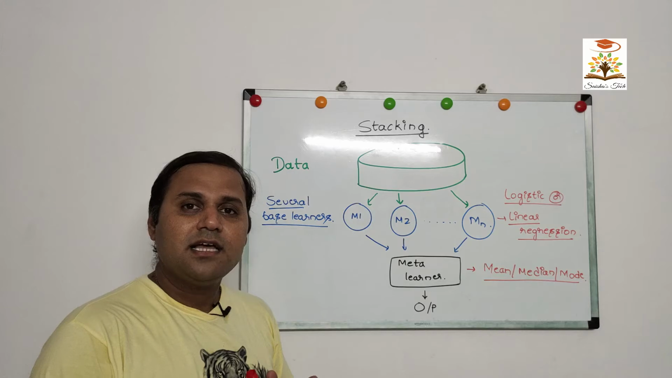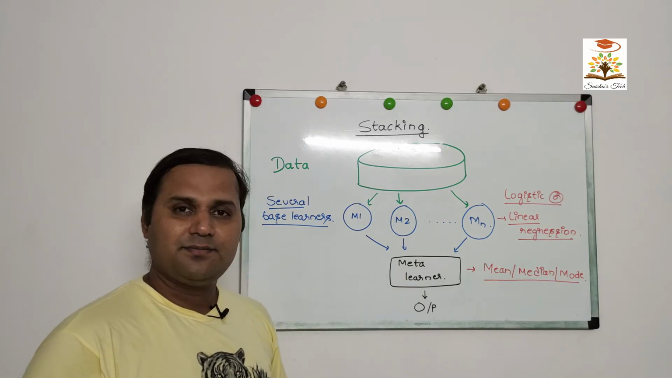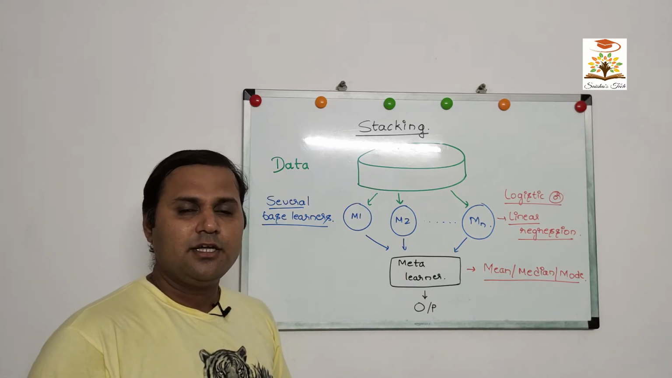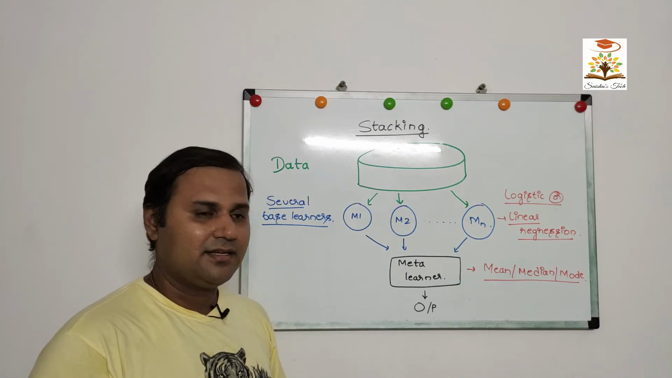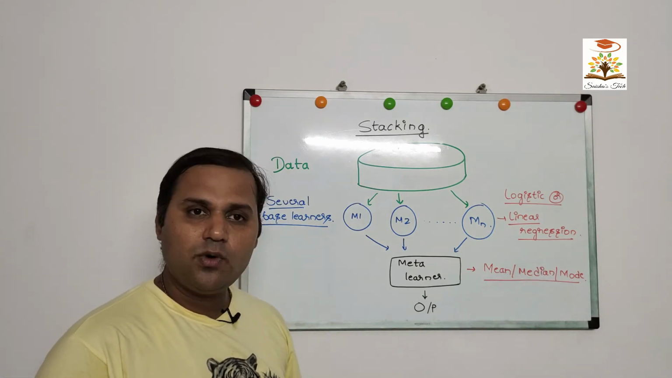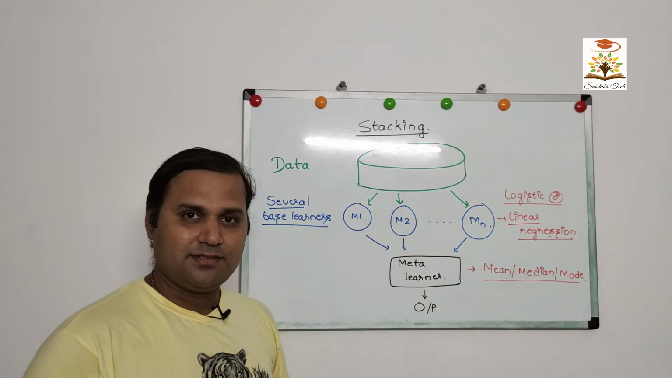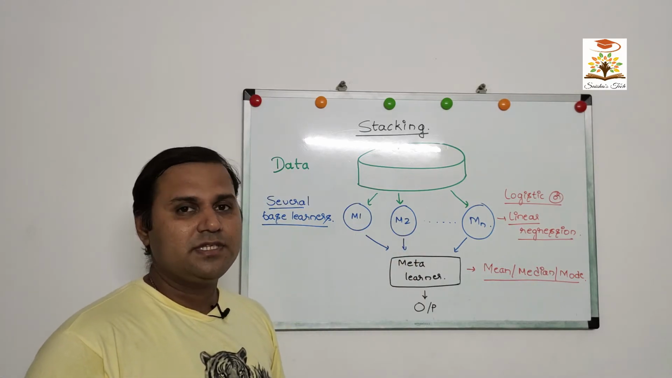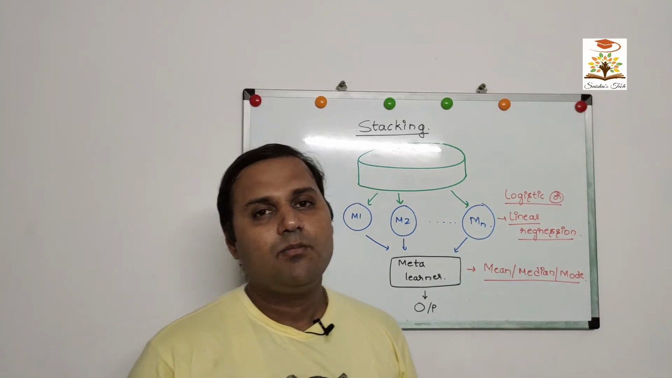Now, these base learners' outputs are fed to a meta-learner. This meta-learner utilizes some of the central tendencies like mean, median and mode to aggregate the values of the base learners. The output of this meta-learner is the stacking ensemble model output.